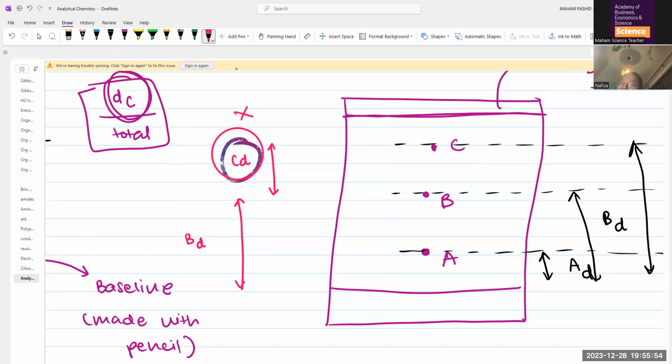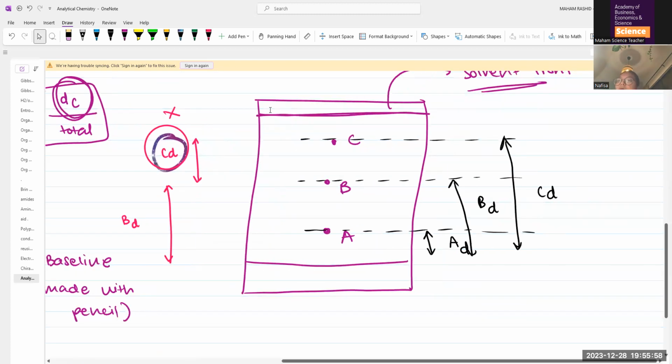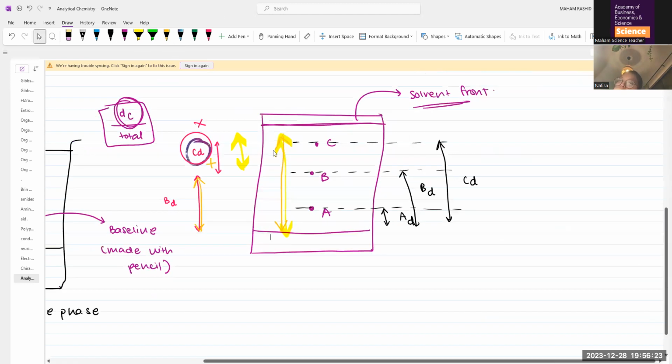The distance traveled by C is what? The whole thing, right? This whole thing is the distance traveled by C, not just this. So what you need to do is add this distance and this distance to get this whole distance, right? So make sure you keep this in mind while you're doing MCQs or basically any question that has chromatography, right?